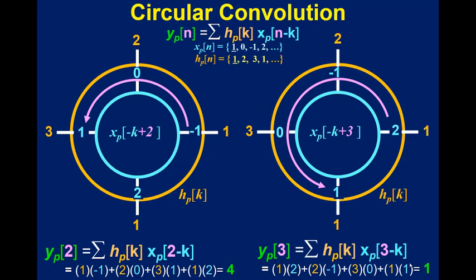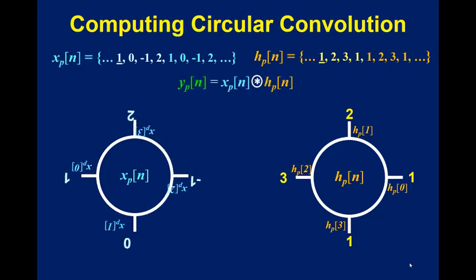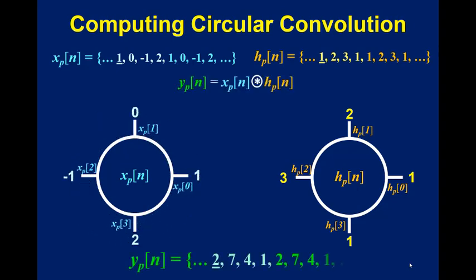There's only 4 samples. So both our signals have a periodicity of 4. So we put these two repeating patterns in, and what did the circular convolution result come out to be after all that? 2, 7, 4, 1. 2, 7, 4, 1. Repeats. So that gives us the one cycle of the output.